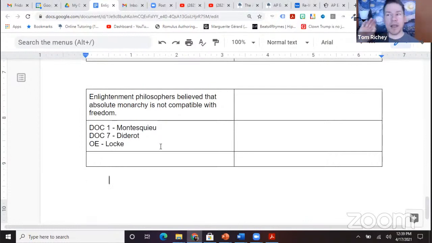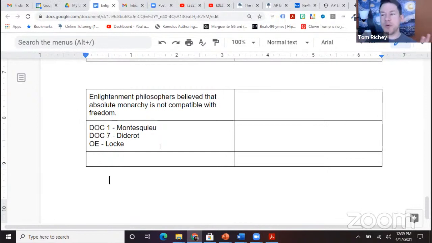So what I did is I found 2 documents that seem to be in conversation with each other. And that's another thing about this exam, for those of you who are preparing, whether it's this year or another year, to take AP English Language: putting the documents in conversation with each other is always going to be a good bet.